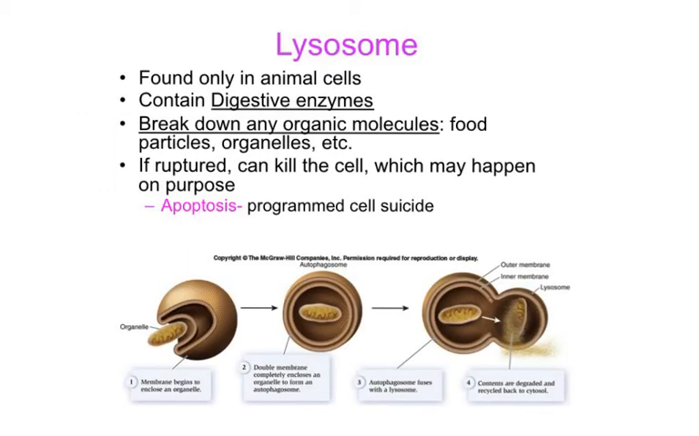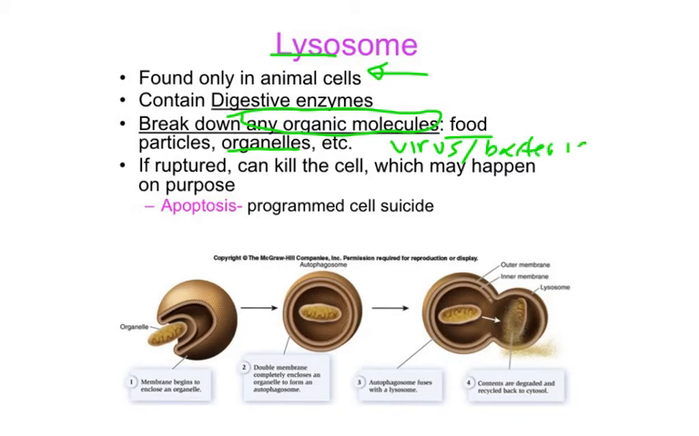Up next then are lysosomes. Lysosomes are this really neat organelle that's tasked with basically breaking things down. Remember, lys means breakdown. And so lysosomes are pretty much just found in animal cells. They contain digestive enzymes that are capable of breaking down almost any organic molecule. So food particles, organelles, pieces of virus or bacteria, all kinds of different things.